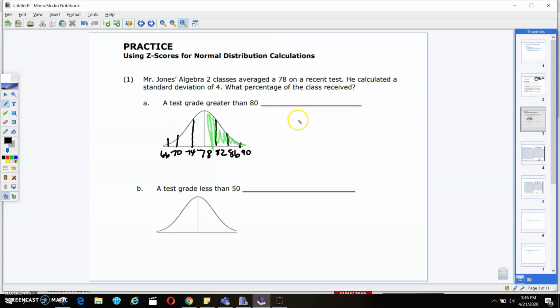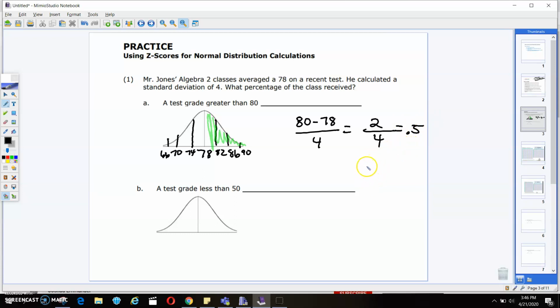So you're going to take the point 80, subtract your average, which was 78, and then you're going to divide it by your standard deviation, which is 4. So 80 minus 78, that's going to give me 2. And we're going to divide it by 4. So that's 2 divided by 4, which you put in your calculator, 0.5 or 1/2. Since this z-score is positive, we're going to go to the positive z-score table.